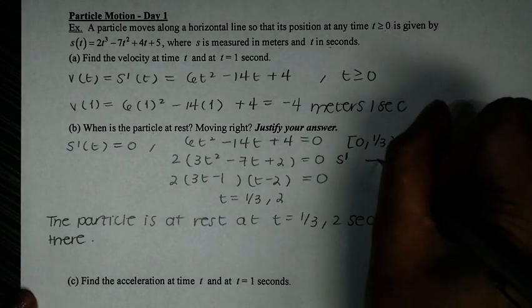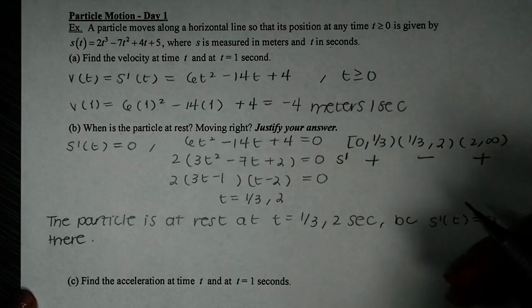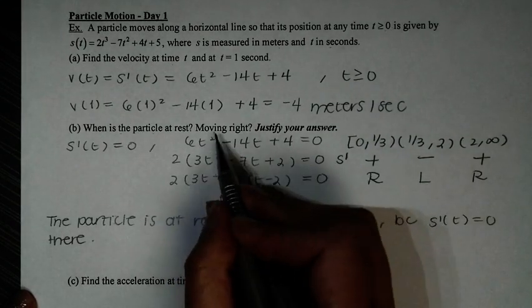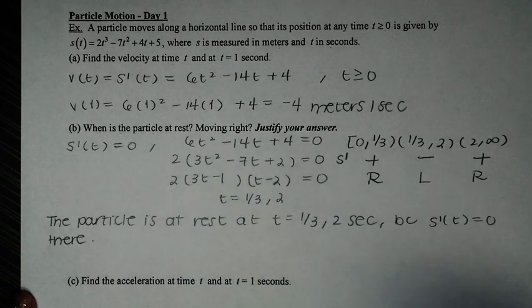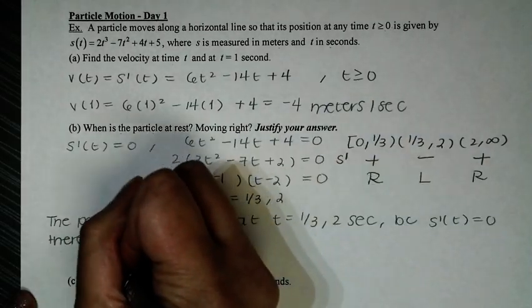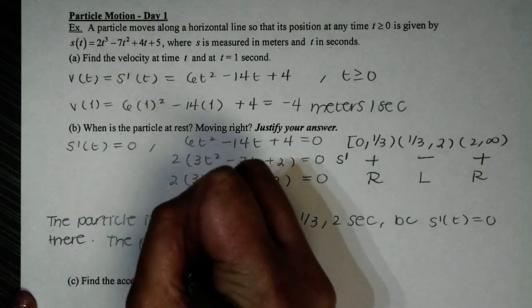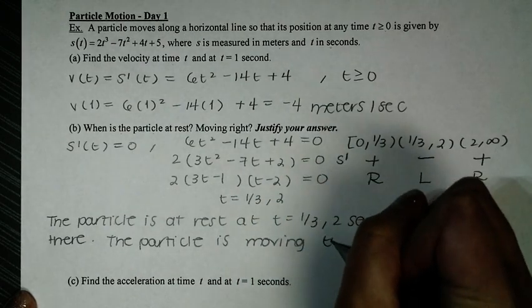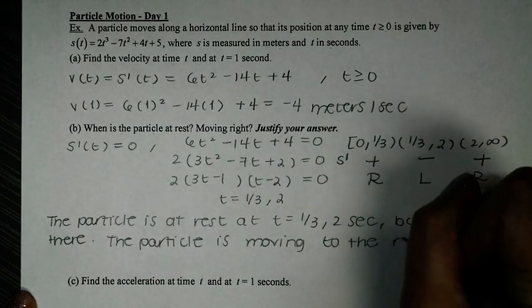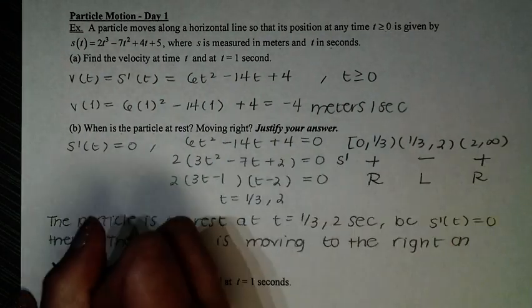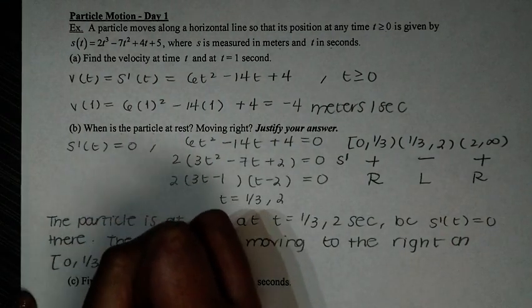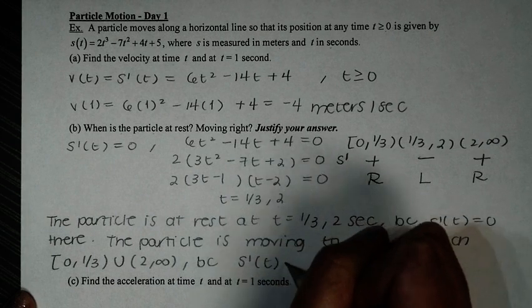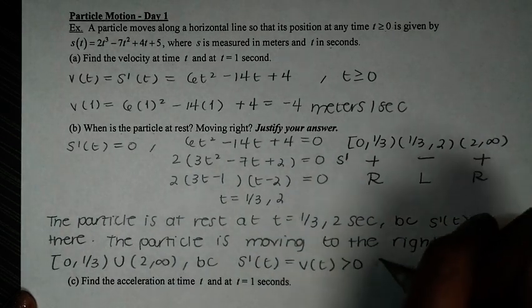So what do you have here? This is going to be positive, this is going to be negative, and this is going to be positive, meaning your particle is moving to the right here, left here, and right here. Specifically, for this question, they are asking you when this particle is moving to the right. So let's conclude on that. The particle is moving to the right when the derivative is positive. So to the right on the interval from 0 to 1/3 union 2 to infinity, because s prime of t, which is equal to velocity, is greater than 0 there.